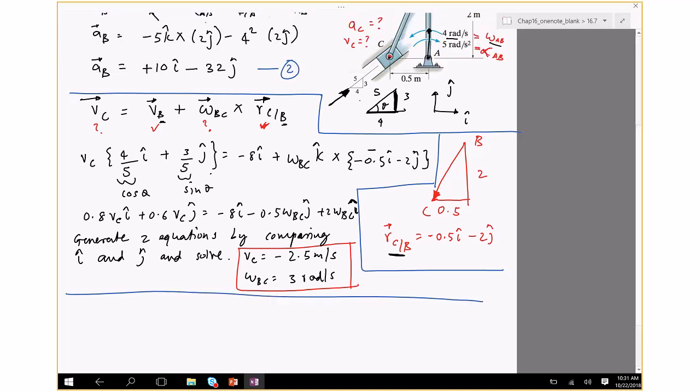Let's go to AC. So AC is AB minus omega BC squared RB with respect to C plus alpha BC crossed with RB with respect to C. This is not right. This should be C with respect to B.